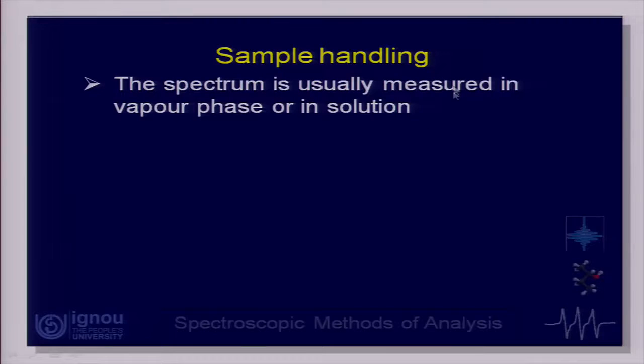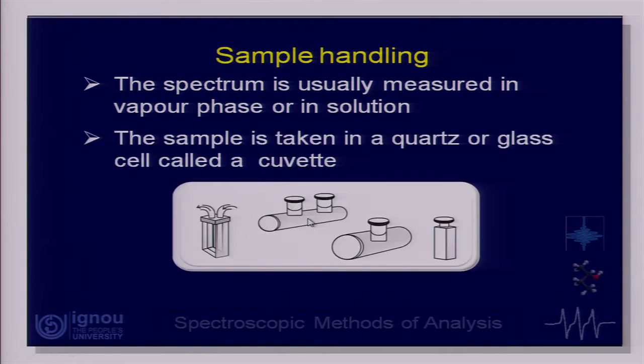This is a very crucial thing, because essentially when I am going to make a measurement, as I said earlier, we have a radiation, and after suitable selection it has to fall onto the sample. So, we need some device to hold the sample, and typically for UV visible spectrometry, the sample is usually measured in vapor phase or in solution, very often in solution, but sometimes we even use vapor phase.